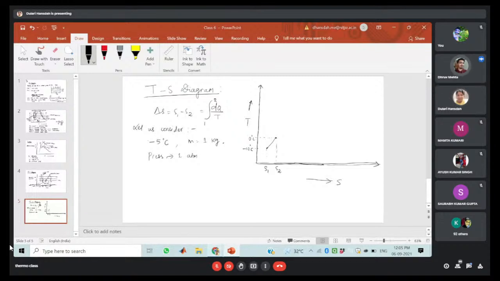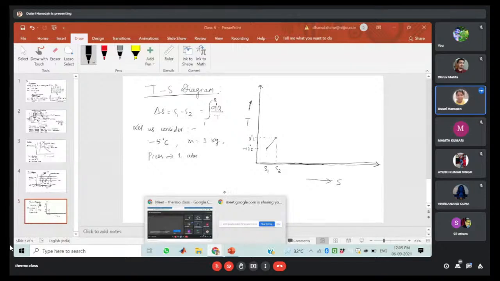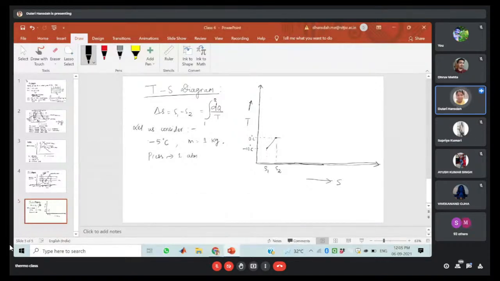Yes, ma'am. Okay, so here what will happen? Your temperature will be constant, right, at 0 degrees Celsius. The phase change will happen, so that is your process 2 to 3, at constant pressure. So here we can see that the entropy is your S3.